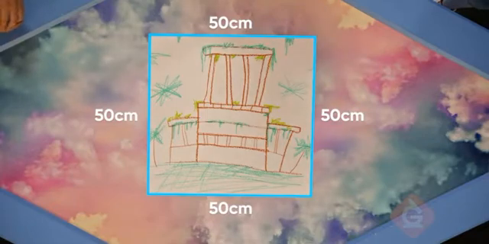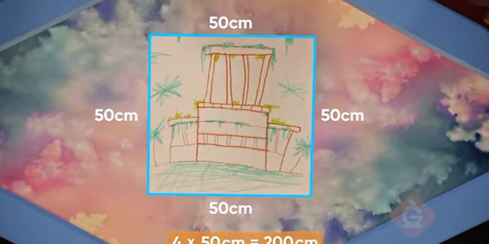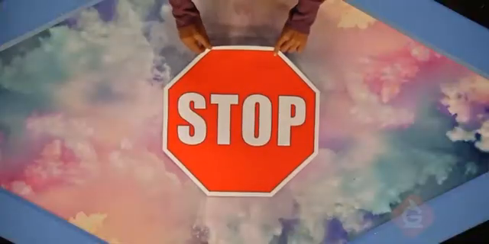Yes, and a square is an example of a regular polygon. That's a shape where all the sides are the exact same length. So to find the perimeter of this square, I can multiply 4 times 50 centimeters, which is 200 centimeters. Amazing. Let's see if we can apply that same logic to April's picture.